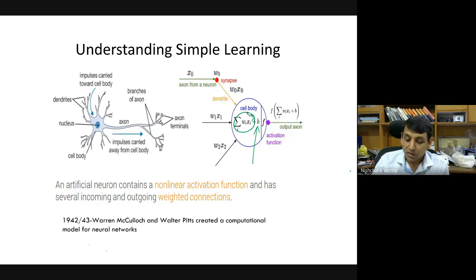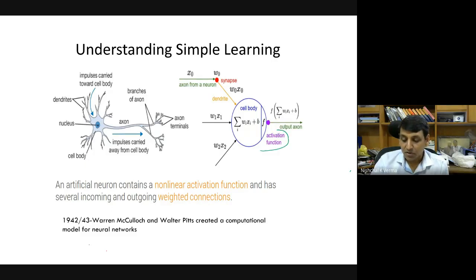Whatever comes here, the total is passed through the cell body filter, and this is nothing but this F. This has been represented by an activation function. This function can be any kind of function, like sigmoid or tanh. It depends. This also is normally learned, and then based on that we get some output.